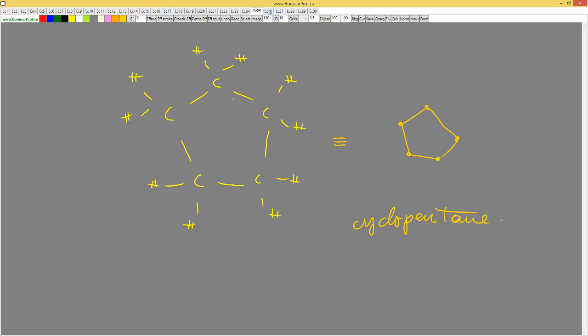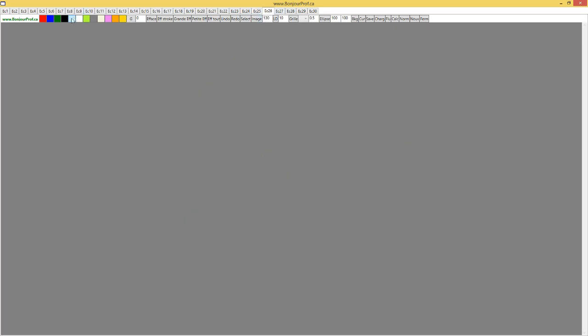Okay, so now we're going to go to more complicated situations when we have side chains. So right here, side chains, cyclic alkanes with side chains.